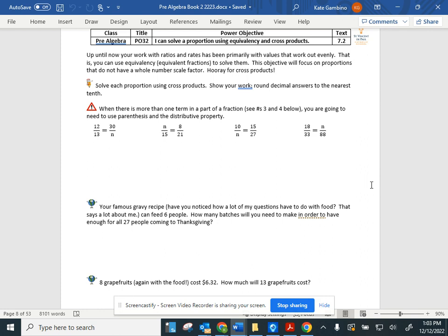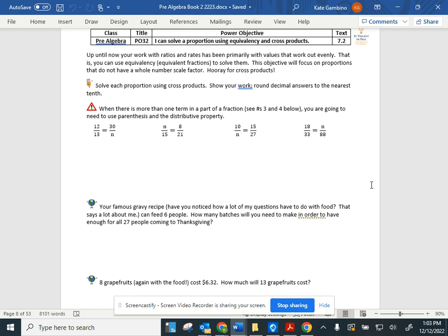Remember, equivalency means that going from one side to the other, we're multiplying or dividing by the same number. Cross products are when we're multiplying diagonally and we get the same number.